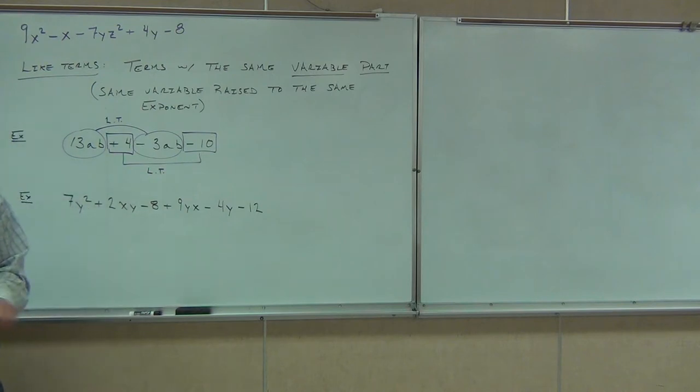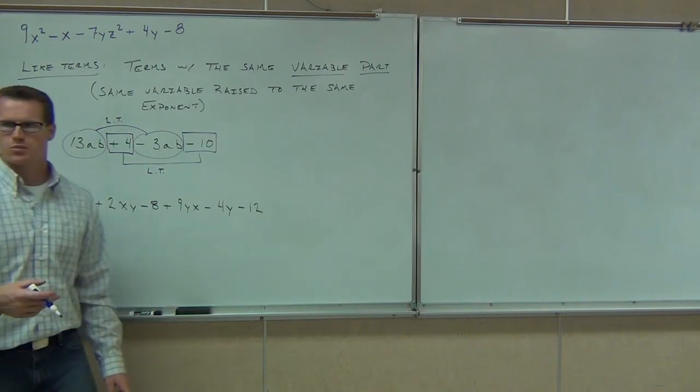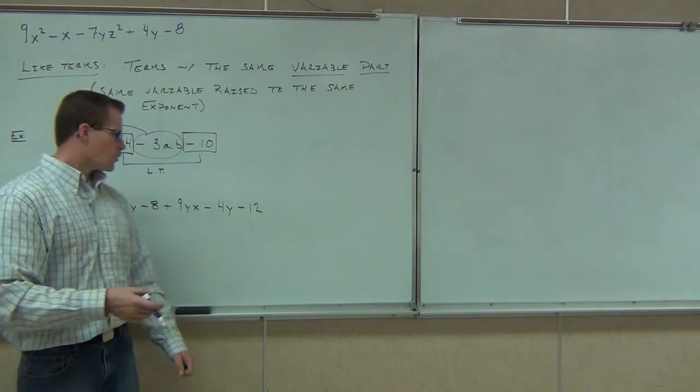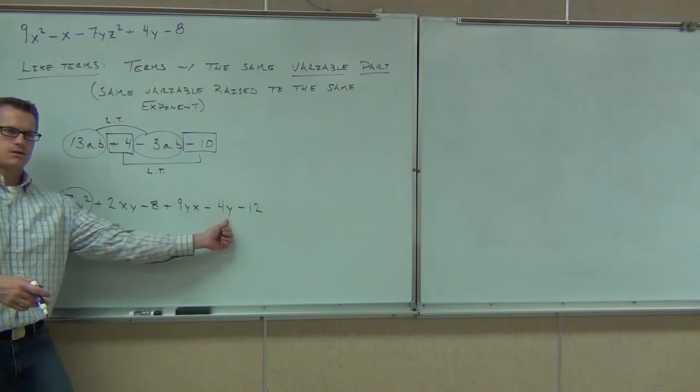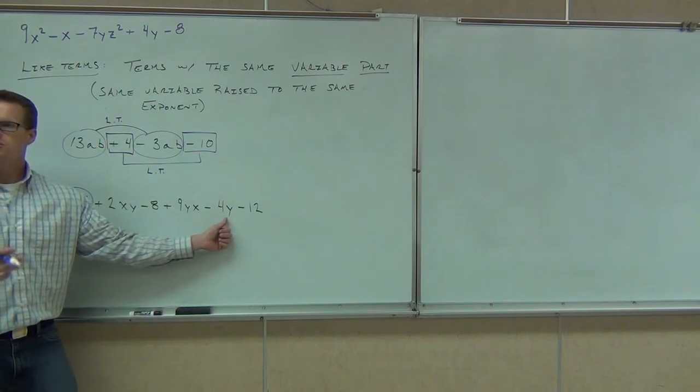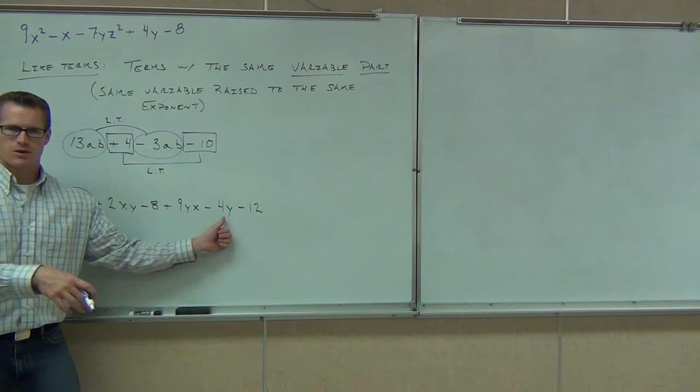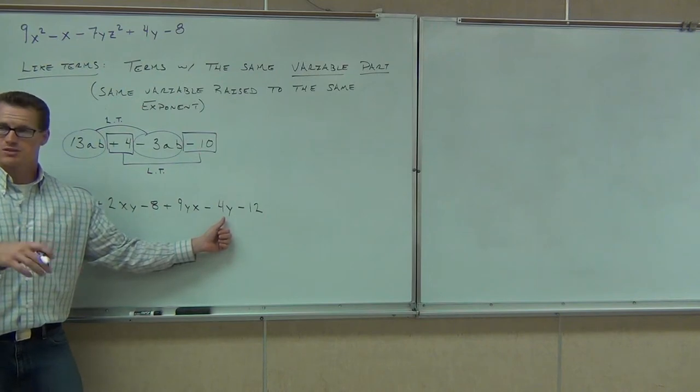Let's go ahead and see if we have anything in common with 7y squared. Are there any like terms with 7y squared? No. What about this, the 4y? Yeah, but it's not a square. Okay, so it's not just that we have the same variable. It's that we have the same variable and it must be raised to the same exponent.